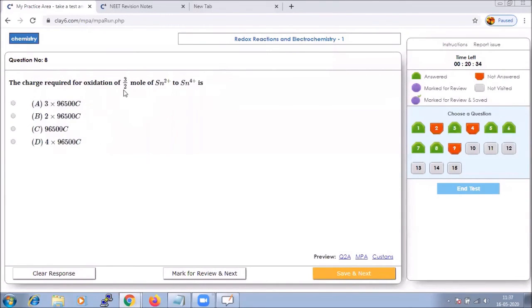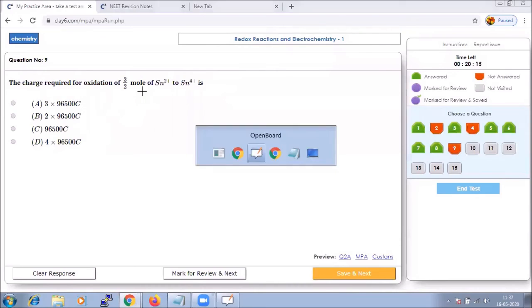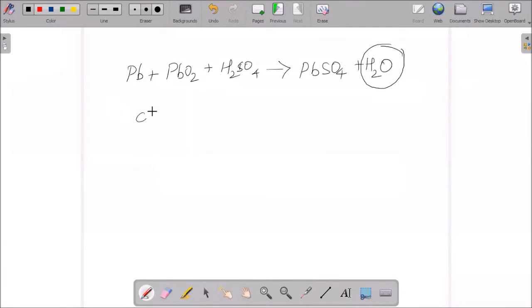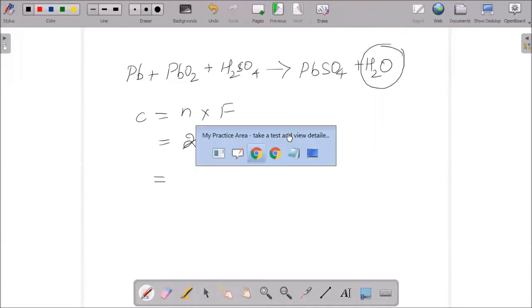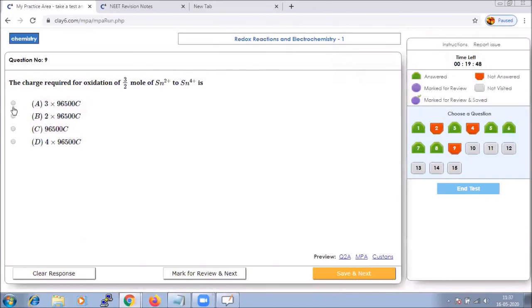The charge required for oxidation of 3/2 mole of Sn2+ to Sn4+. So we need to calculate the charge, and of course the charge formula is here. Charge required, we can calculate as n into F. Here they have given 2 into 3 by 2, and the F value is a known fact, 96500. So here it becomes 3 into 96500. They have just left it as it is, so we can say option A should be the right one.